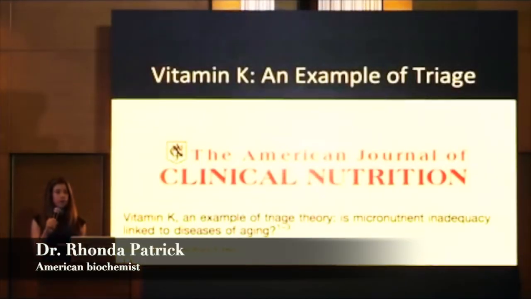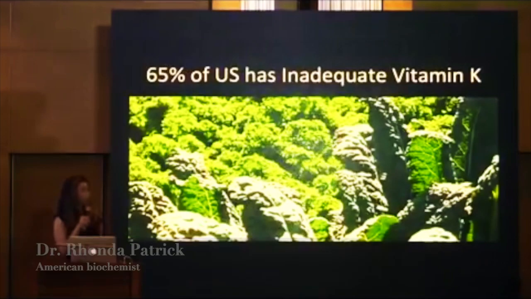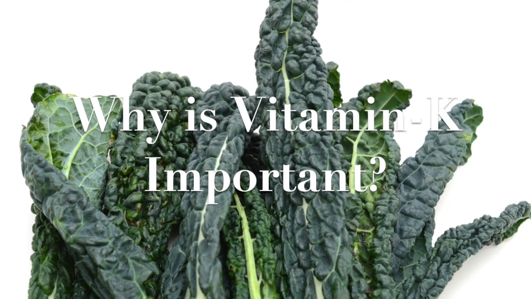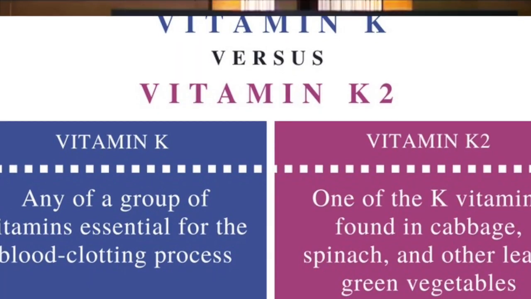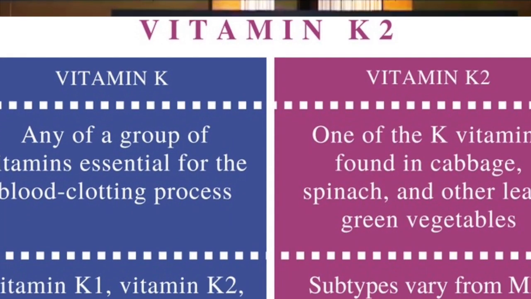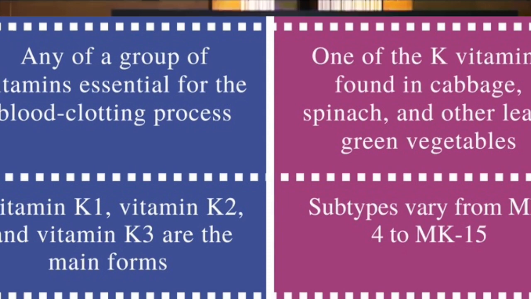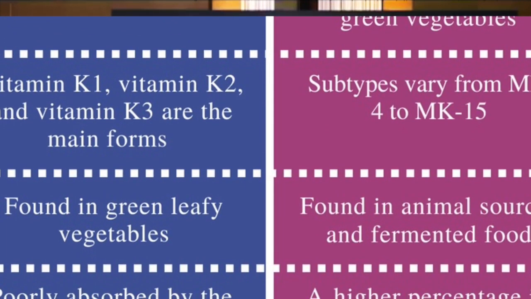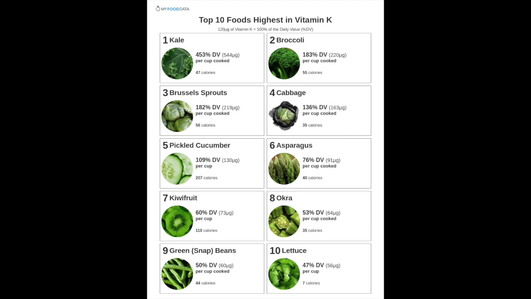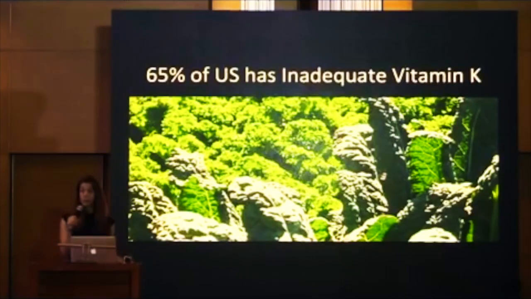So let's talk about an example of the triage theory, vitamin K. Vitamin K refers to a family of fat-soluble vitamins, vitamin K1 and vitamin K2. We're going to talk just about vitamin K1. I'll circle back to vitamin K2 in a minute. But vitamin K1, also known as phylloquinone, is actually required for plants in order to do photosynthesis, which is how plants make energy.